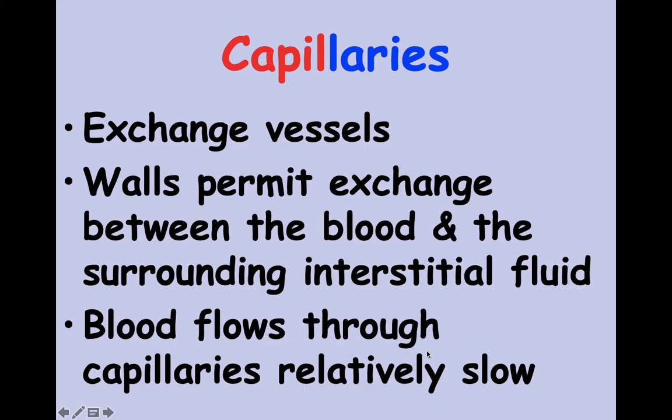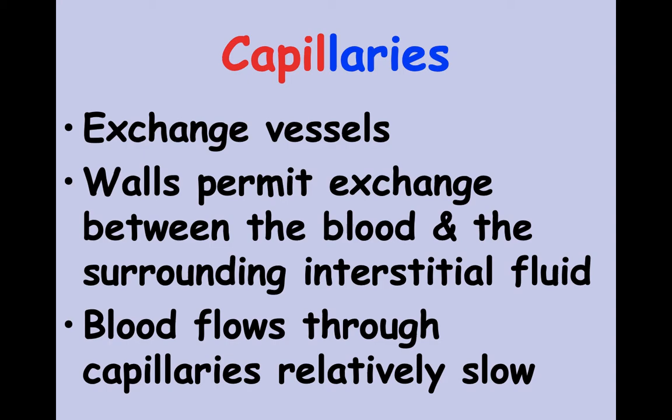All right, our last blood vessel is called a capillary, and purposely they have both oxygenated and deoxygenated blood because this is where we exchange. It's called an exchange vessel. The walls permit exchange between the blood and the surrounding interstitial fluid, which means capillaries are super thin, and this is how we get oxygen to our body cells, and pick up the carbon dioxide out of our body cells.